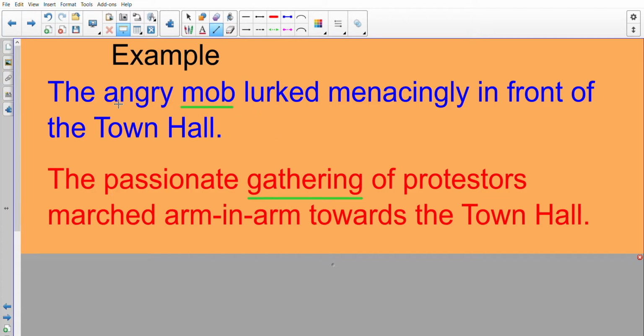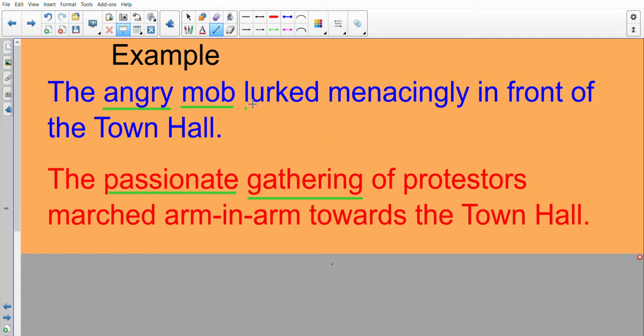This one here says the angry mob, okay? So these people are angry. These people are passionate. Now, when you're passionate about something, you can get angry. Angry doesn't always have to be a bad thing, does it? But when you say an angry mob, that sounds like a violent, nasty group of people, doesn't it? The passionate gathering means a group of people getting passionate about something, okay? They could be angry, but they've described it as passionate, so it's far more positive, isn't it?